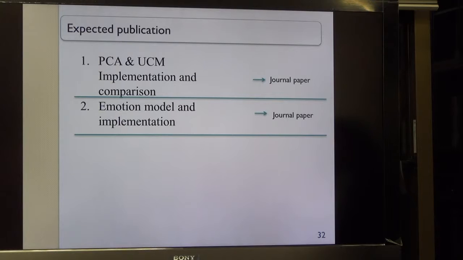So these are the expected publications that I look for in these two areas.